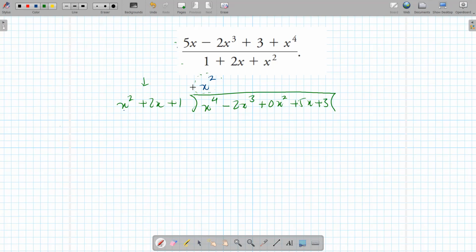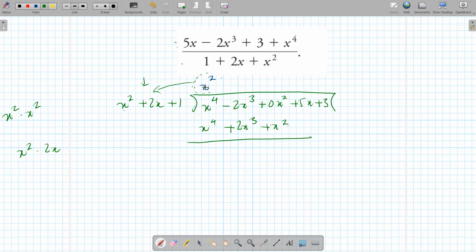So let's do this one at a time. X squared times x squared. What's x squared times x squared? We just talked about this, right? Do you add the twos or multiply them? We're multiplying two different exponents, so you add the exponents. X to the power of 4. Exactly. What is x squared times 2x? Because that's going to be our next term here. Two x to the power of 3. Exactly, that's right. What's x squared times 1? Well, that's just plus x squared. There we go. That's the next step.